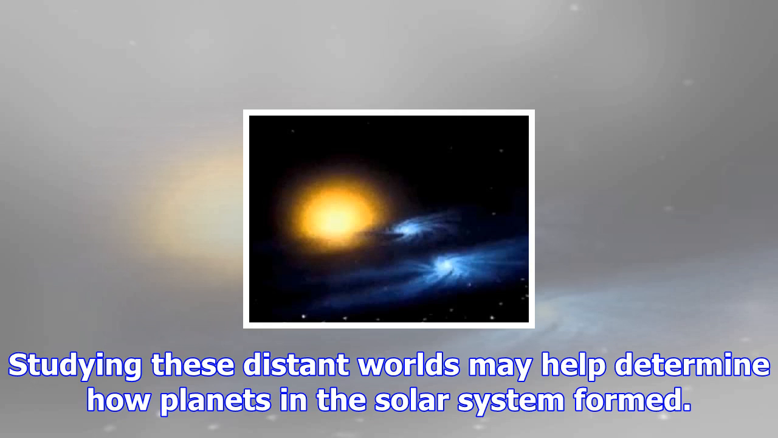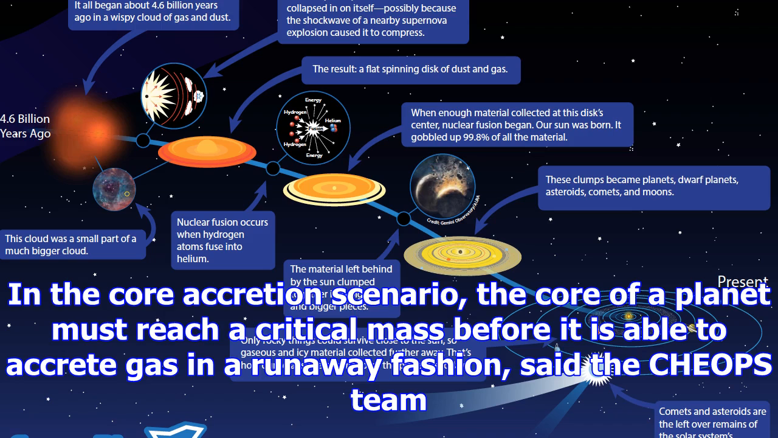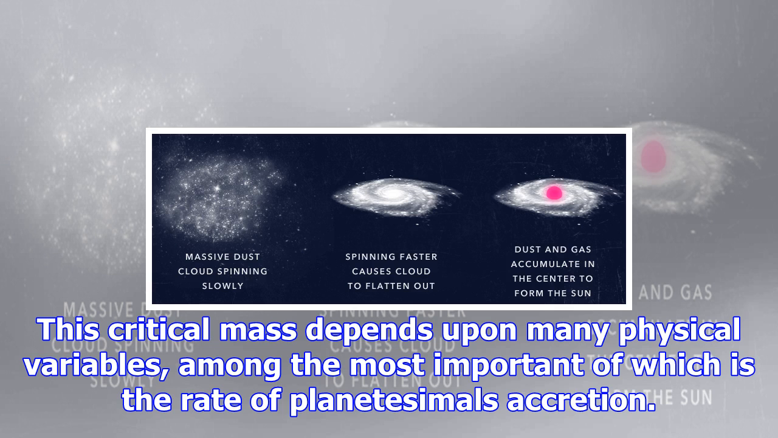In 2017, the European Space Agency plans to launch the Characterizing Exoplanet satellite, CHEOPS, which will study exoplanets ranging in sizes from super-Earths to Neptune. Studying these distant worlds may help determine how planets in the solar system formed.